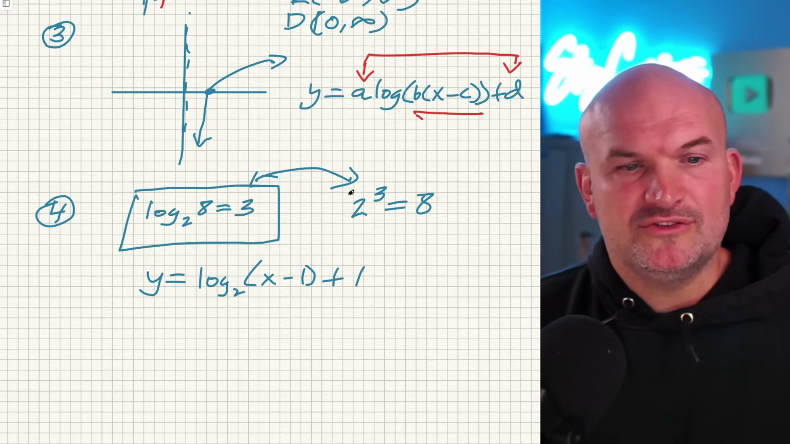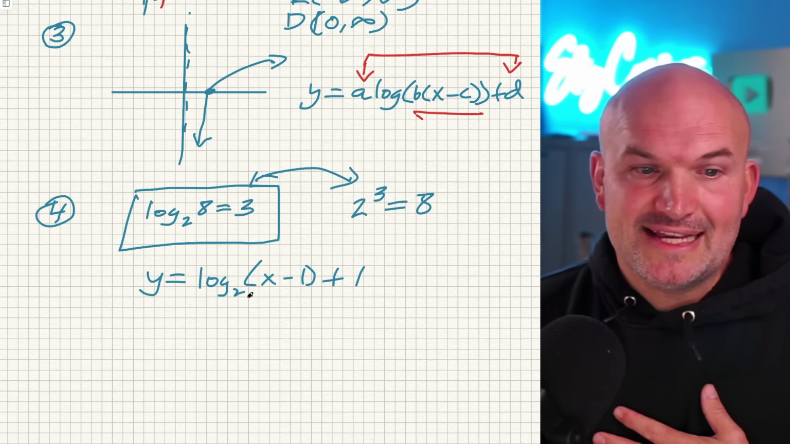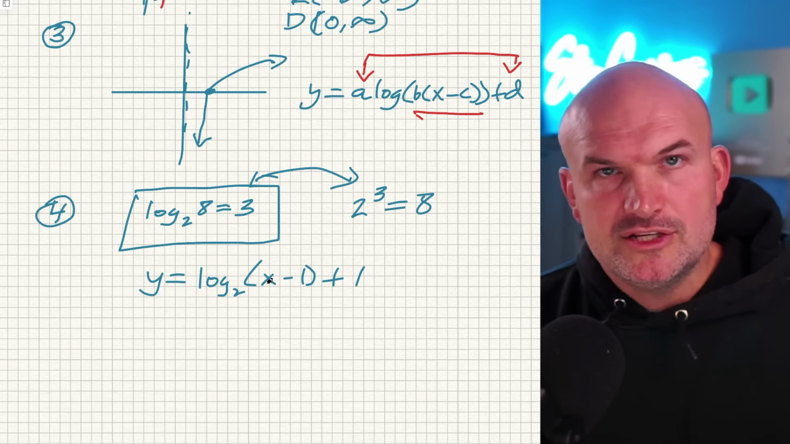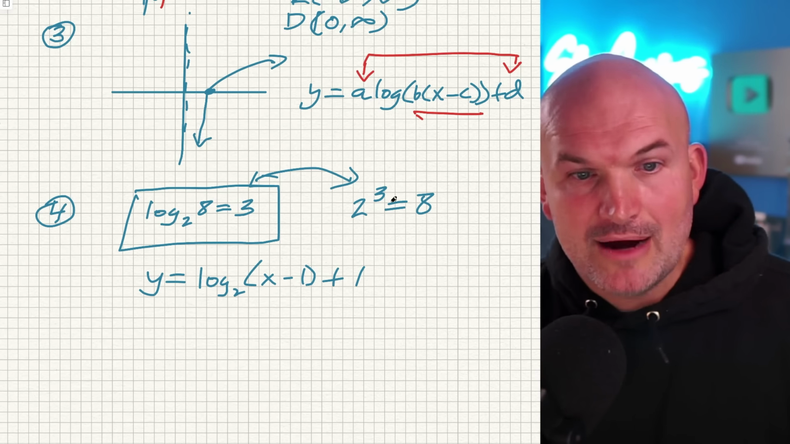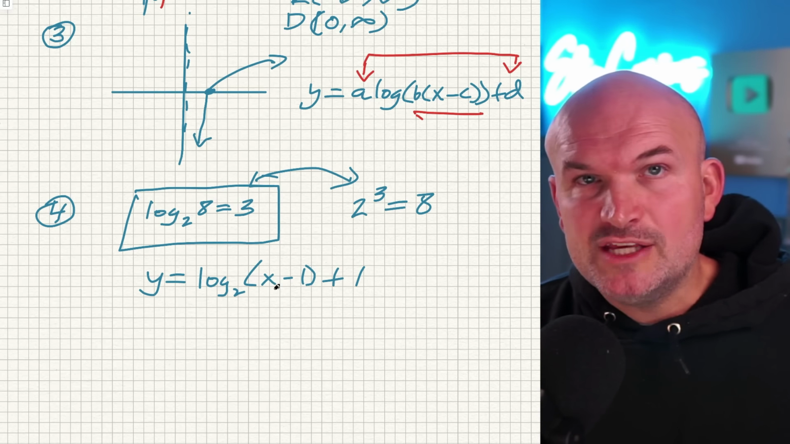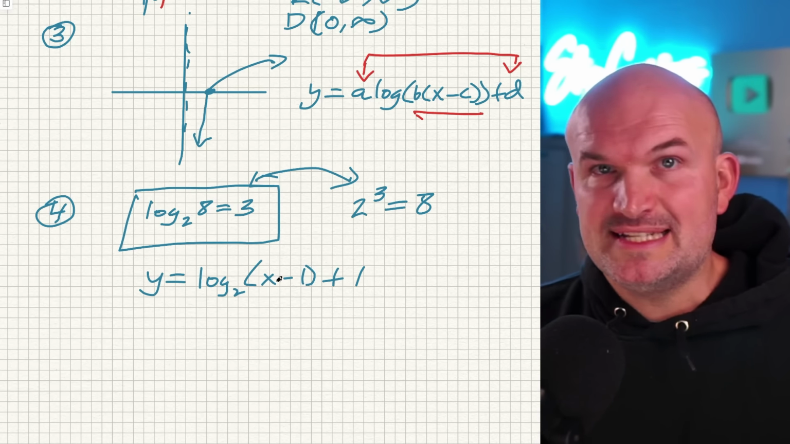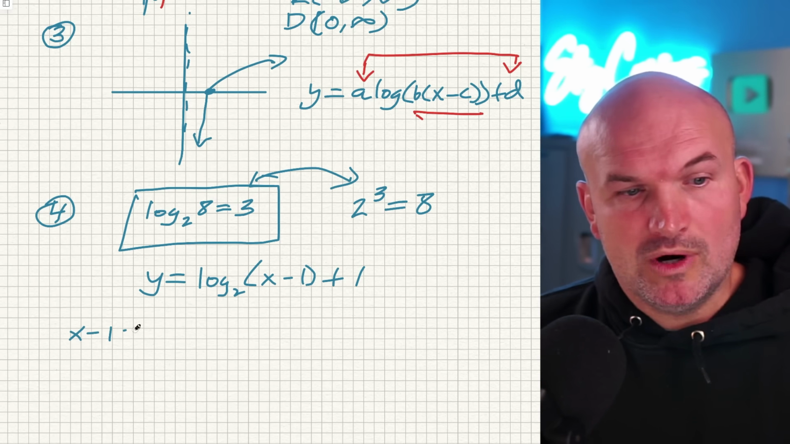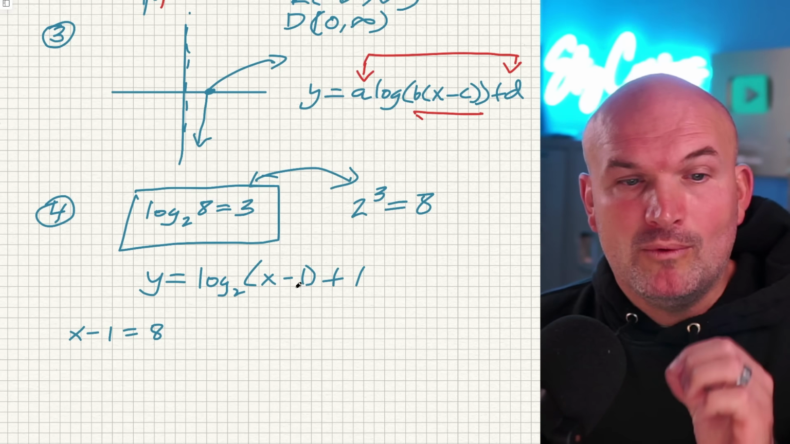But what if we wanted to find another point? I could think about this and say, all right, what value should I use on my table of values to plug in? Now, I know that 2 raised to the 3rd power is going to equal 8. So what value would x have to be if I wanted to get 8? Now, again, you could just write an equation. You could say x minus 1 is equal to 8. I know I want my argument to be 8.